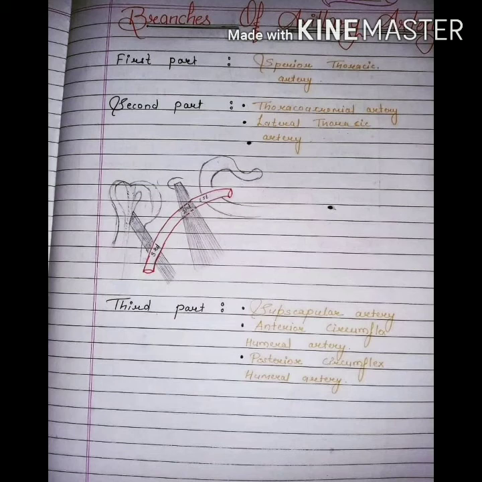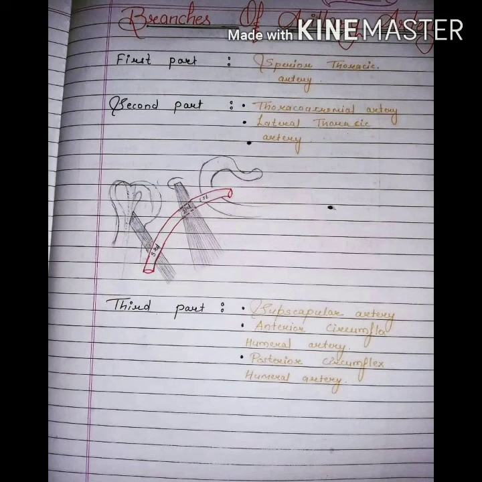After that, in the second part, there is the thoracoacromial artery. There is a coracoid process from where the pectoralis minor is coming. In that region there are the lateral thoracic artery and the thoracoacromial artery. The acromial branch supplies the acromial side, that's why it got the name thoracoacromial artery.